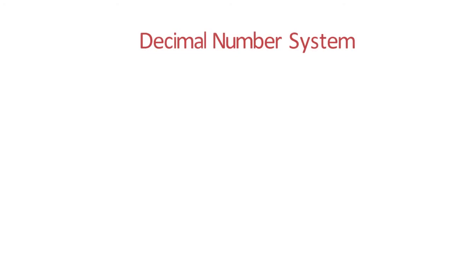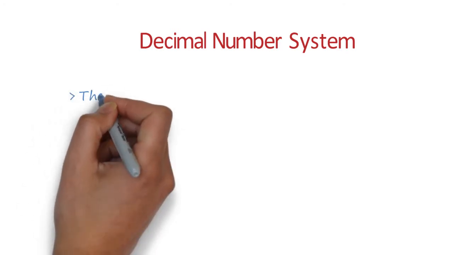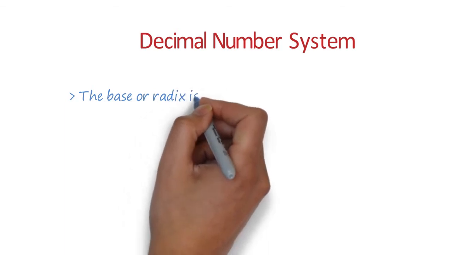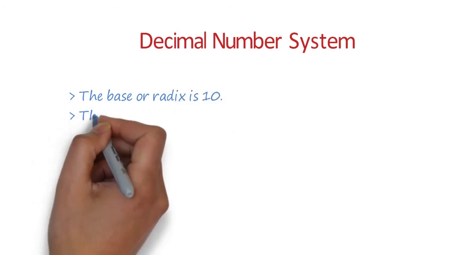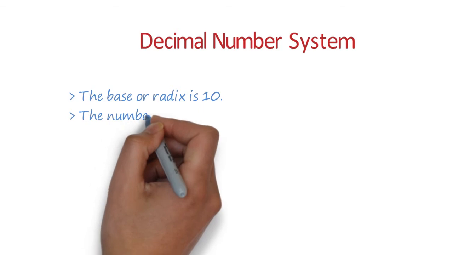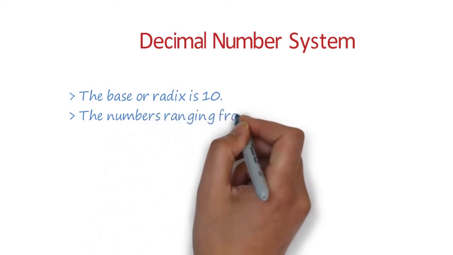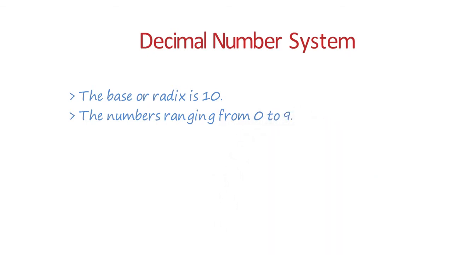The first number system is the decimal number system. The base or radix number of this system is 10. That means, according to the formula, the digits range from 0 to 9. The part of the number that lies to the left of the decimal point is called the integer part. Similarly, the part that lies to the right of the decimal point is called the fractional part.